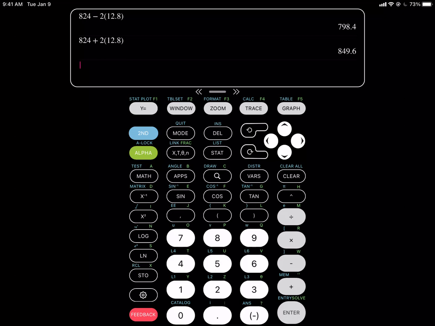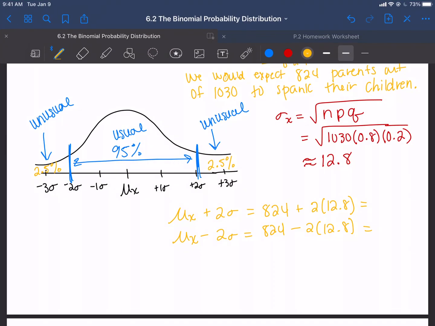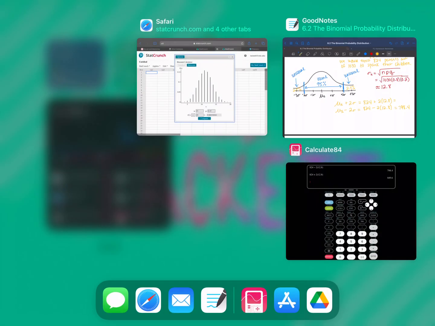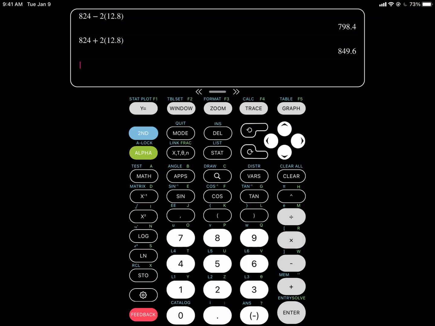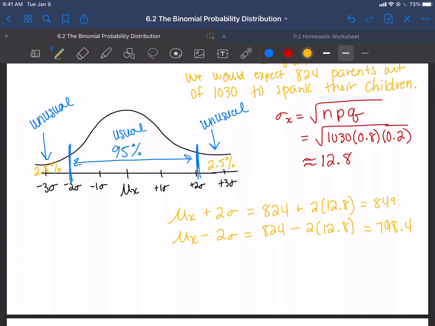If we do the same thing with plus, we get 849.6. So 798.4, and then 849.6. Okay, so that's what these two numbers would be. This would be 798.4. This number here would be 849.6.